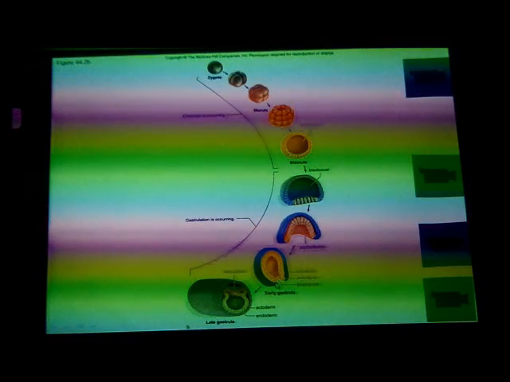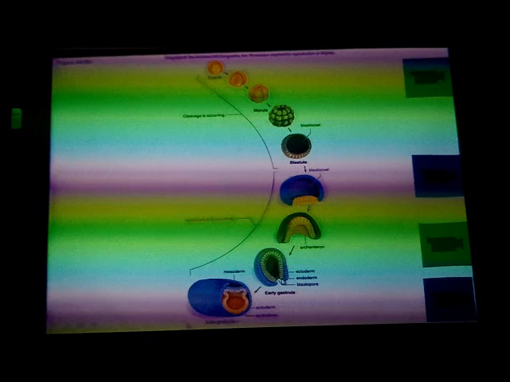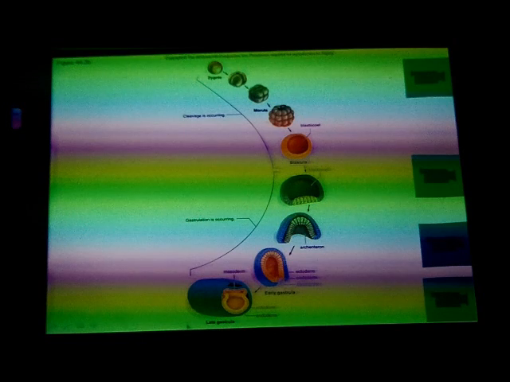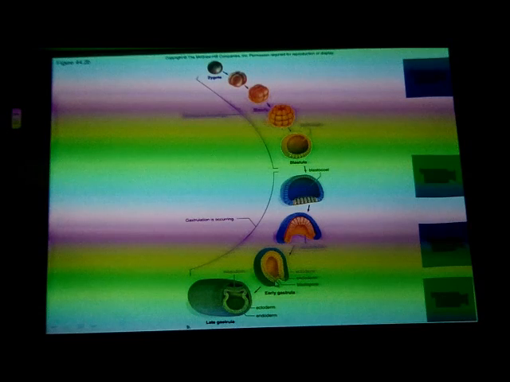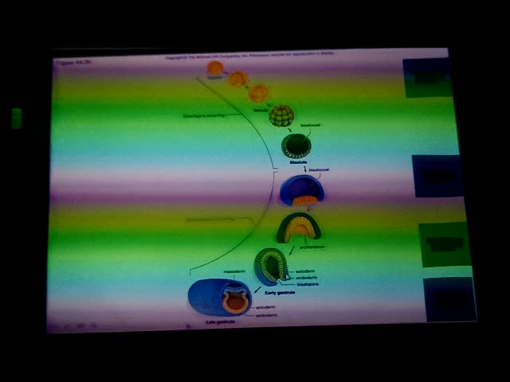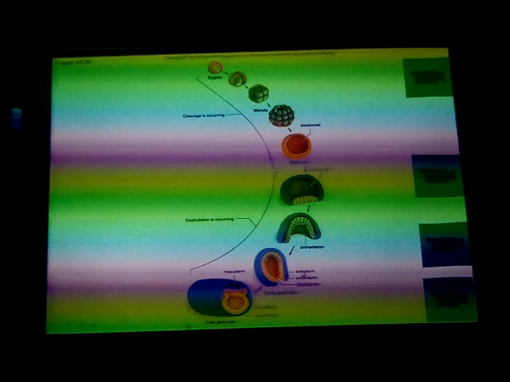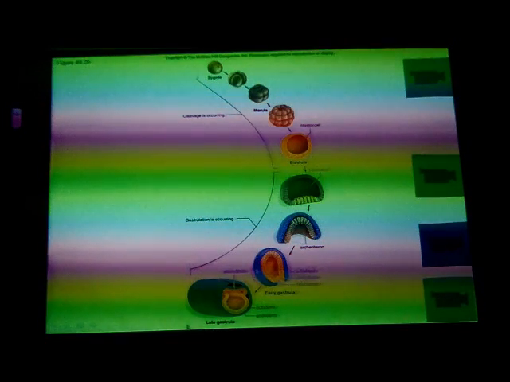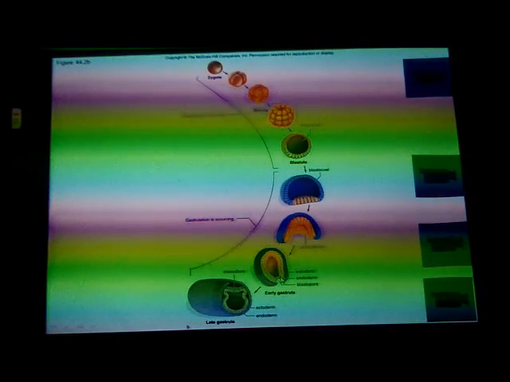See, it says early gastrula? And it's basically two layers of cells. The outer layer of cells we're going to call ectoderm, and the inner layer of cells we're going to call endoderm. The endoderm layer of cells is going to become the digestive tube of the organism. And the outer layer of cells is going to become the skin and the nervous system. You need to memorize this. The ectoderm cells become the skin and the nervous system, and the endoderm cells become the digestive tube.